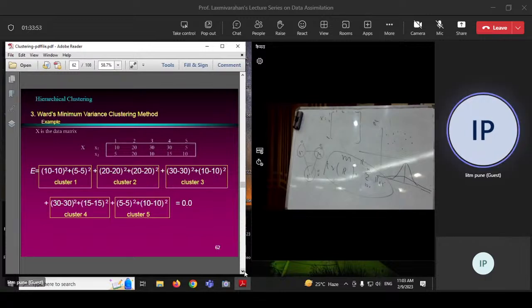Are you remembering? So what is the idea here? What's proposed? I want to bring two objects together. When you bring two objects together, the variance is going to increase. Which two objects, if I pair together, will result in the minimum increase in the variance? Are you all with me? How many of you are with me? That's a wonderful idea.